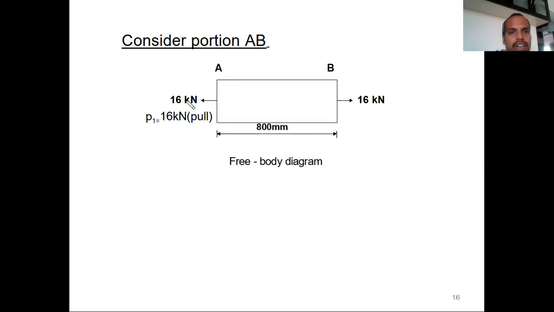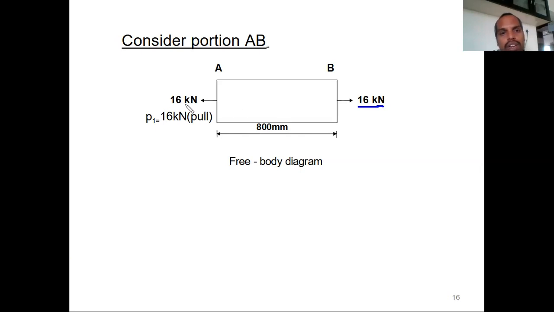In the problem it is given that towards the left a force of 16 kilonewtons is acting. That is nothing but tension, a pull. So a tensile force of 16 kilonewtons is acting. When the member is subjected to 16 kilonewtons on the left side, then for the equilibrium condition, towards the right it shall also be subjected to 16 kilonewtons. Please remember what wording I am using. It shall be subjected to 16 kilonewtons only. Then only that body will be in equilibrium condition.